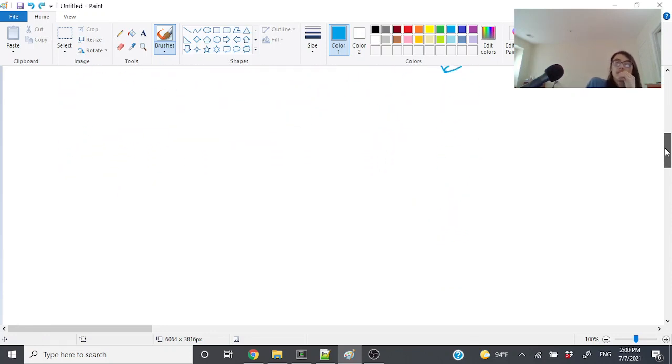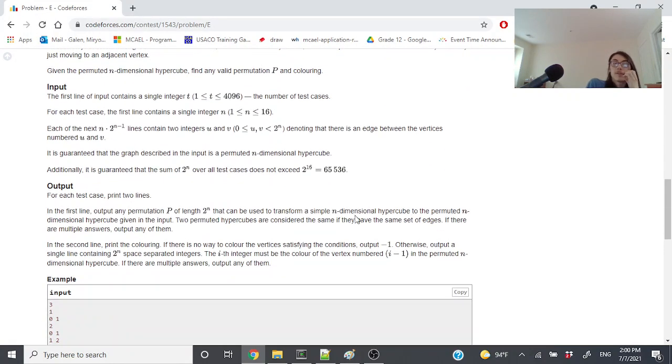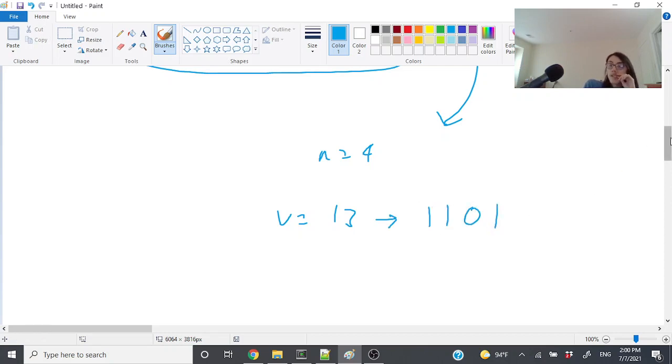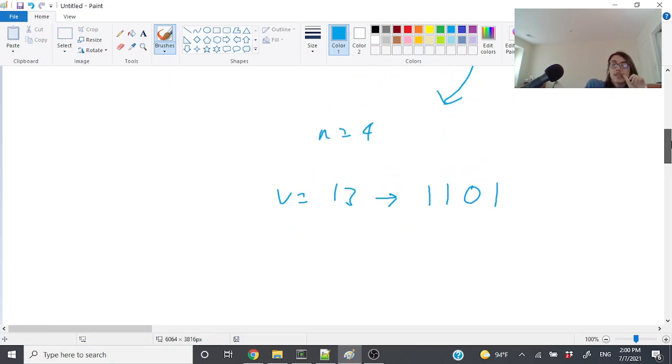So basically you convert each number x in the unpermuted hypercube to its bitwise form. For example, suppose n equals 4, then every number is a 4-bit number. Suppose we're working with v equals 13. Then in binary, it's 1, 1, 0, 1. Then for each bit, we assign to it the position of its bit.